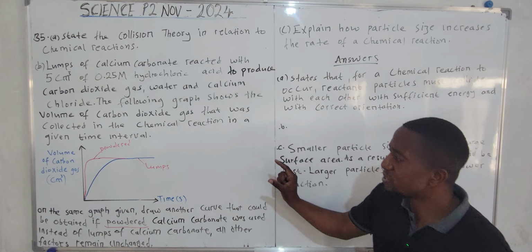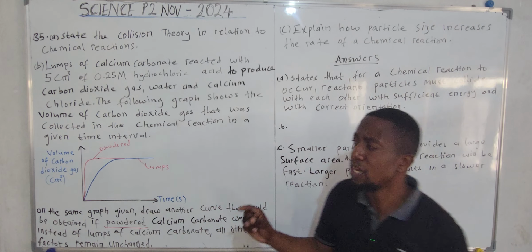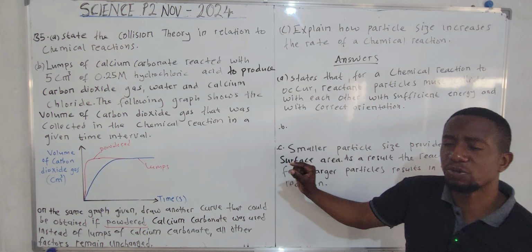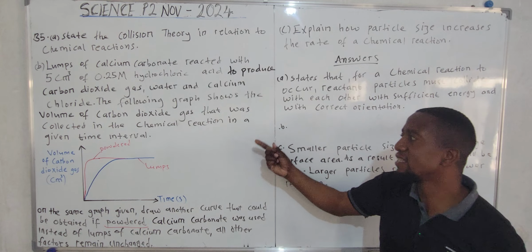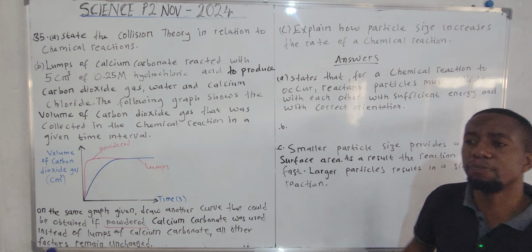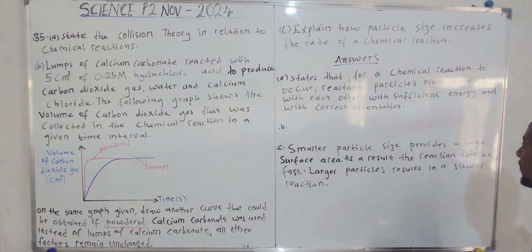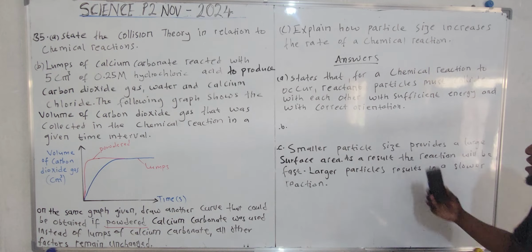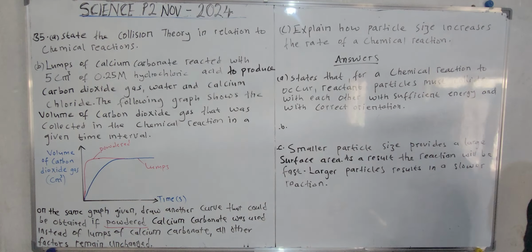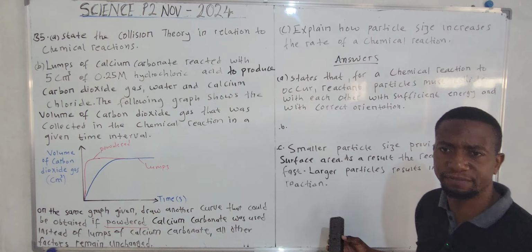So when the particle size is reduced, like here, this was lumps, here was powdered, reducing the particle size will increase the surface area. As a result, the reaction is going to be fast. Larger particle size, like the lumps, results in a slower reaction. And the reaction, of course, will be slow.